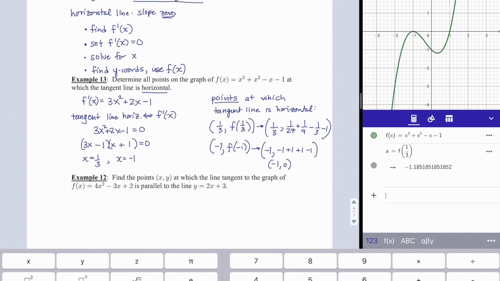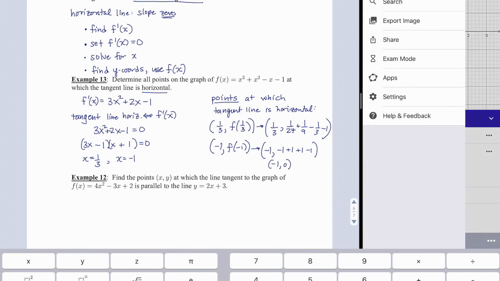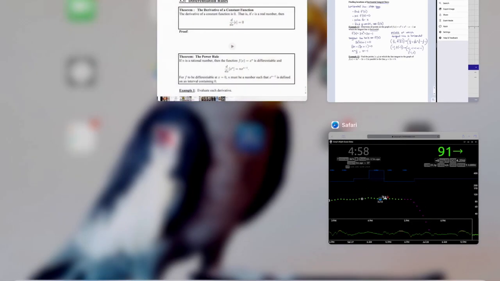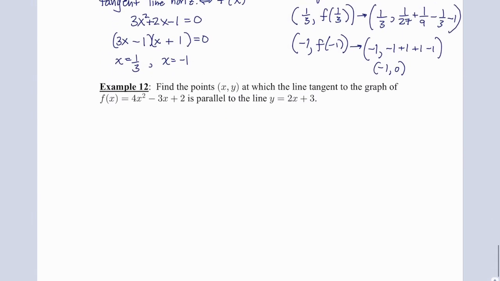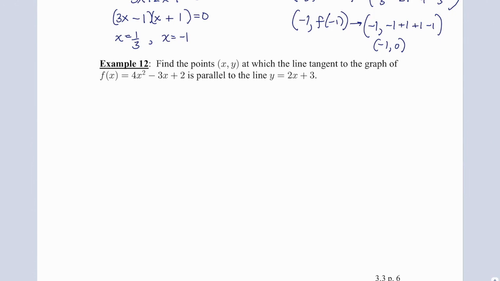Okay, then the next example is similar. Find the points at which the line tangent to the graph of this function f is parallel to the line y equals 2x plus 3. Remember, parallel lines have the same slope.